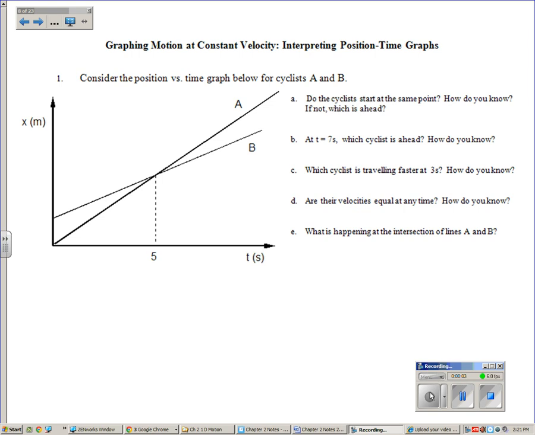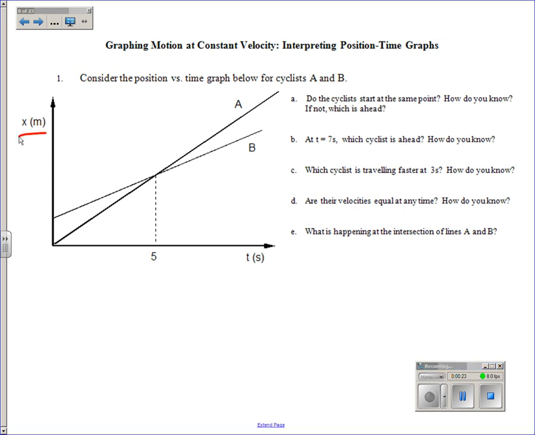This is Chapter 2, VODcast 2, and we're going to start off with graphing motion at a constant velocity. We're going to look at how to interpret position time graphs. Consider this position time graph for cyclists A and B. I'd like you to take a look at the graph and try to make sense of it.